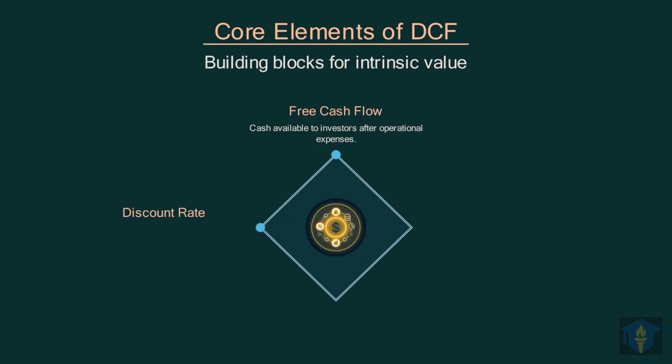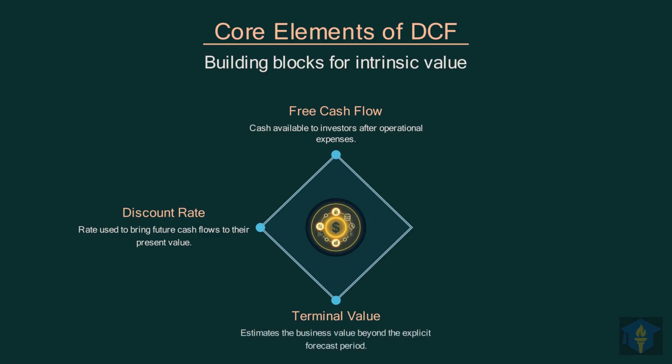Next, we consider the discount rate, which is vital for bringing future values to the present. It's the rate used to convert those future cash flows into their equivalent present value. Then, we calculate the terminal value, which accounts for the business's worth in perpetuity. This estimates the business value beyond our explicit forecast period, assuming continued operations. Finally, we establish the time horizon, defining our projection window. This is the specific period, typically 5 to 10 years, for projecting detailed cash flows.